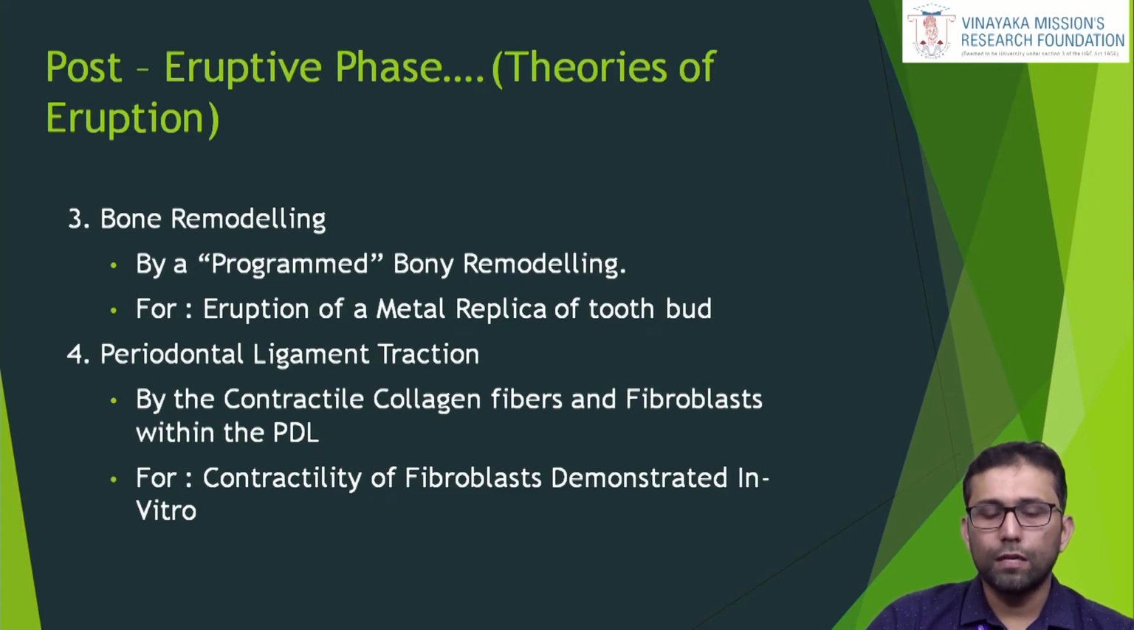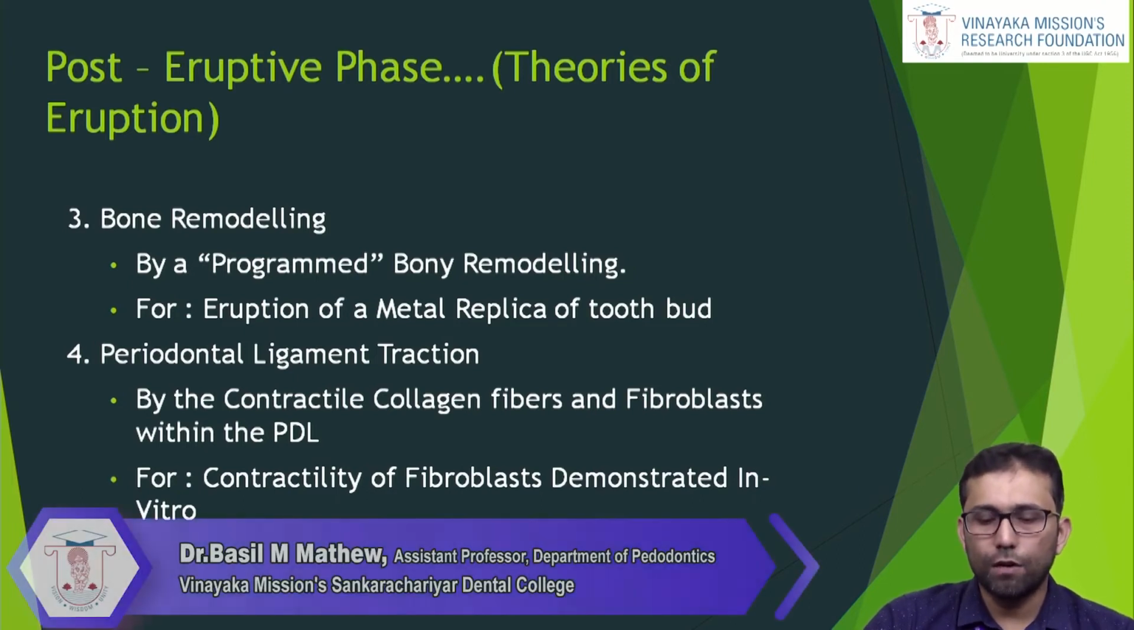Next is the periodontal ligament traction theory. As we already know, there are multiple types of fibers in the periodontal ligament which can exert a traction force onto the tooth bud. There are contractile collagen fibers and fibroblasts within the periodontal ligament, which can exert a force on the tooth bud, which will eventually result in the eruption of the tooth. There is a factor that supports this. Experiments have shown contractility of the fibroblast demonstrated in vitro.